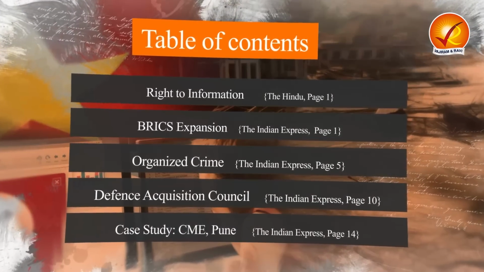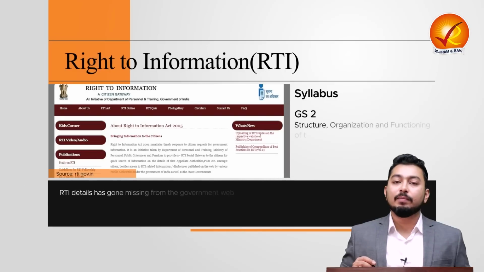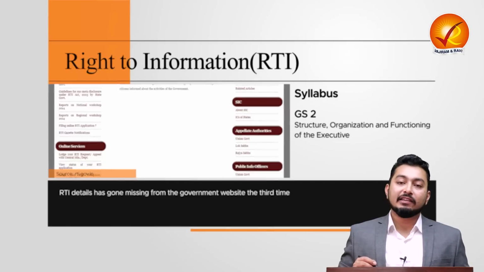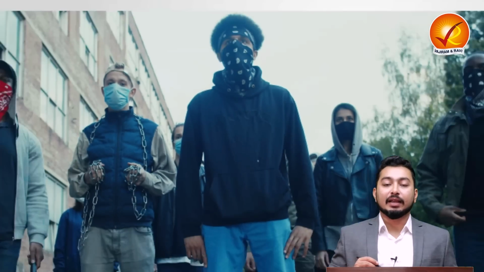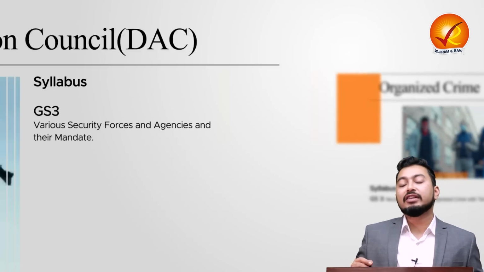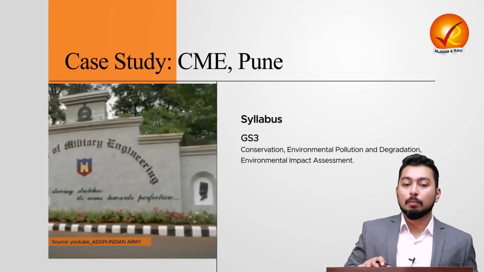Today we look at 5 important articles from the Indian Express and the Hindu. The first article will be regarding right to information. Then we'll look at BRICS Expansion. Then we'll look at organized crime. Finally, we'll look at Defense Acquisition Council and we'll take up a case study of CME Pune.